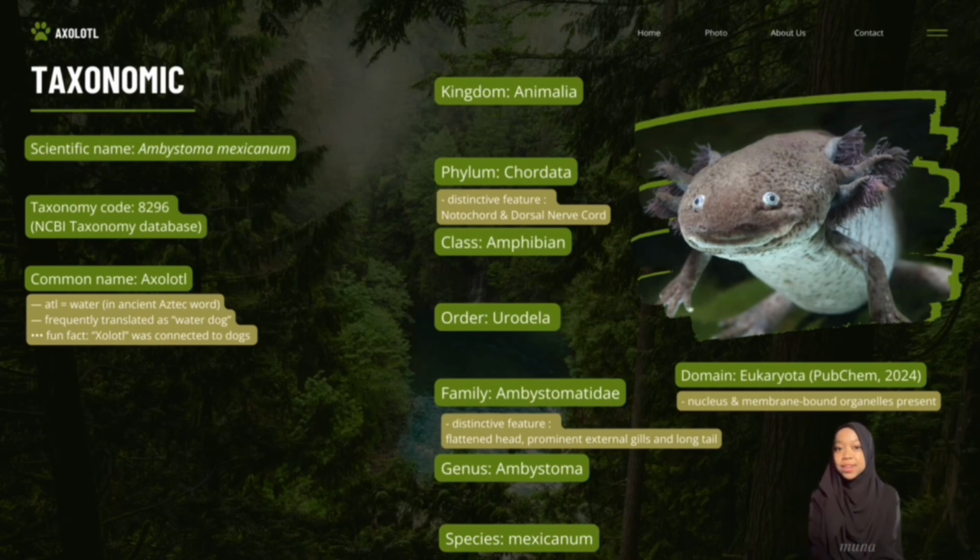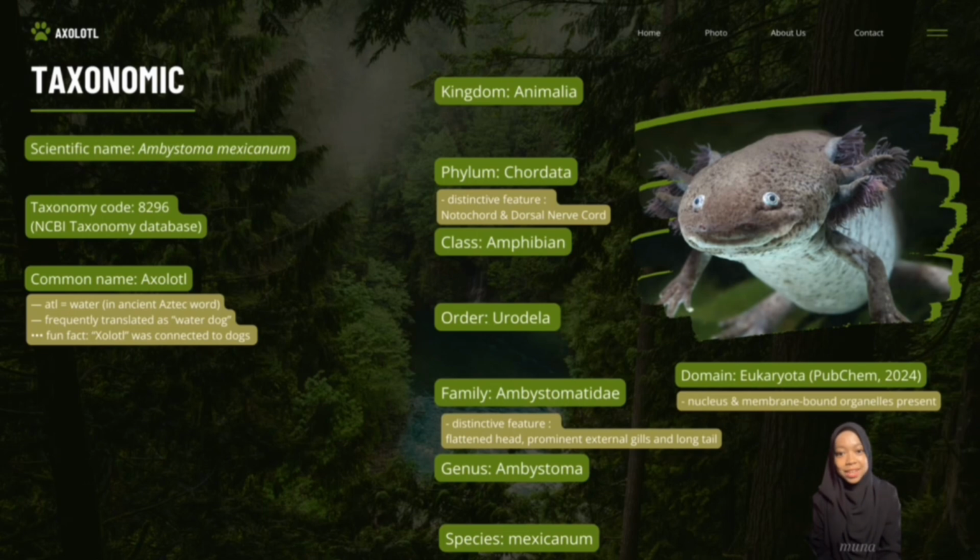Axolotl, known for its common name, has its own history behind its name. Xolotl is meant to be water in the ancient Aztec word. Thus, axolotl is frequently translated as water dog. Fun fact, axolotl was connected to dogs. Now, moving on to the hierarchy of classification.